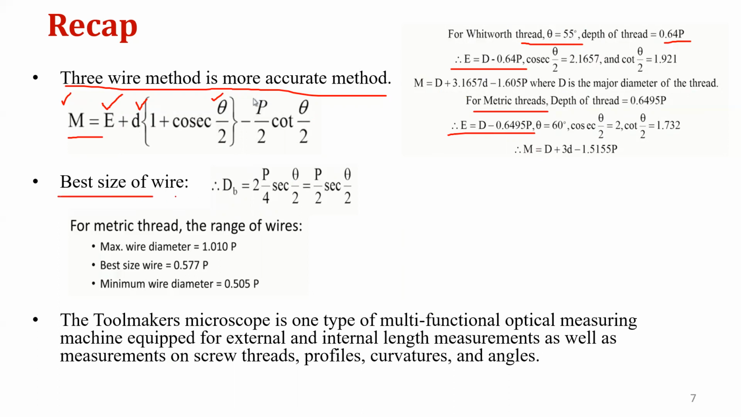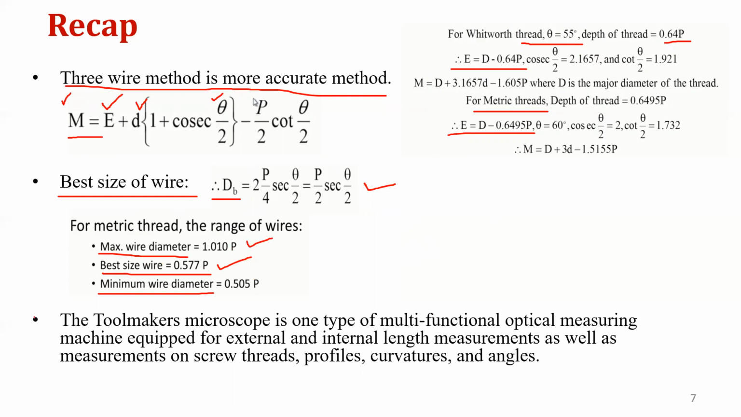And what is the best size of the wire? We can calculate the diameter of the best size wire as P by 2 into secant theta by 2. If it is the metric thread, theta is equal to 60 degrees. If you substitute theta equal to 60 degrees, you will get the best size of the wire as 0.577 times the pitch. You can also calculate the minimum diameter as 0.505 times the pitch, and the maximum wire diameter as 1.01 times the pitch.